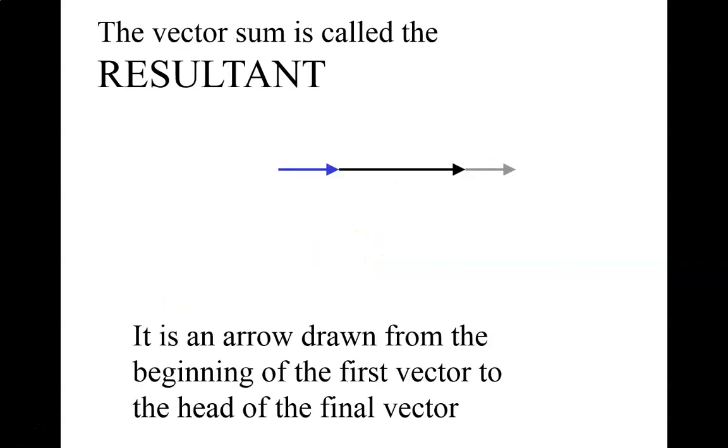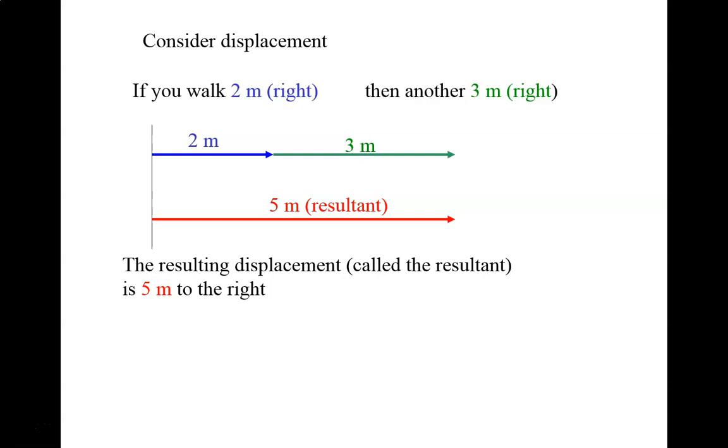When you add vectors, 3 meters plus 2 meters plus 5 meters equals whatever meters, the answer, the sum, is called the resultant when we're talking about vectors. So the vector sum is called the resultant. And it's just the result of drawing the vectors tip to tail, although we will analyze this more mathematically.